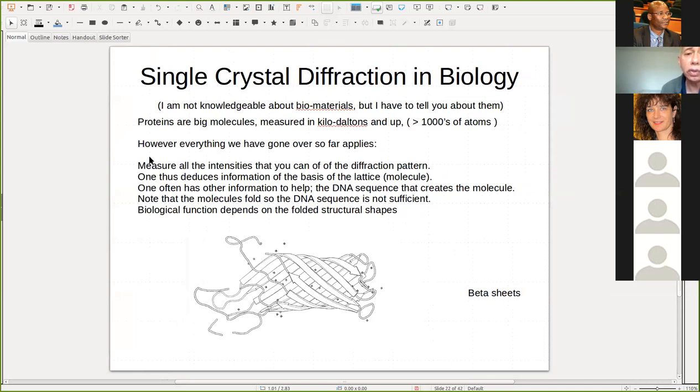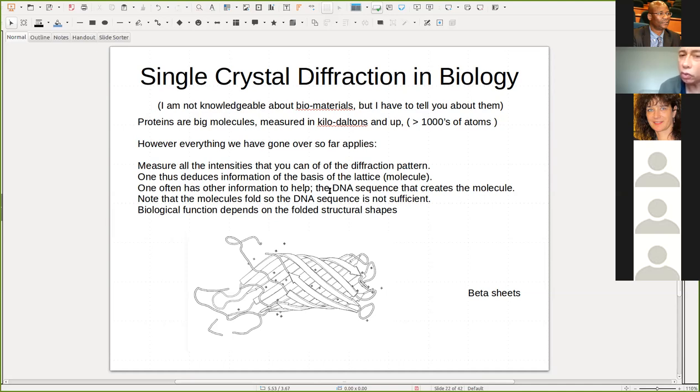Just to go back, the game is simple. Actually, no, it's not simple, it's straightforward. You measure all the intensities that you can of the diffraction pattern. As I said, once you measure the intensities, you can reconstruct the molecule that's in the basis of the lattice.